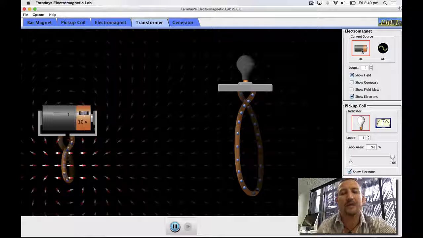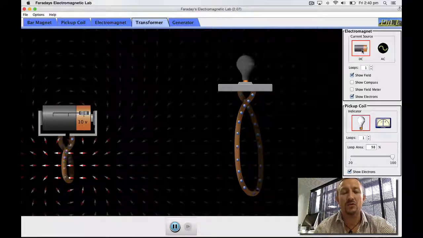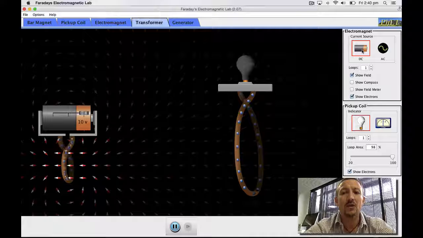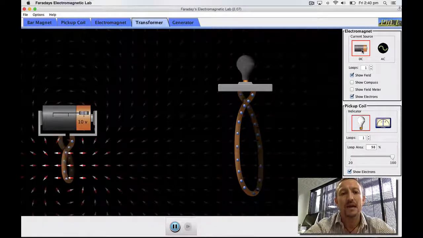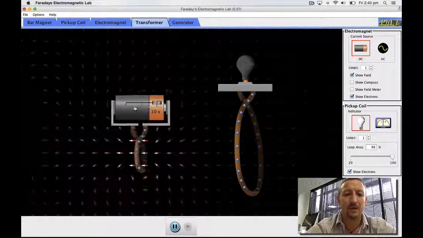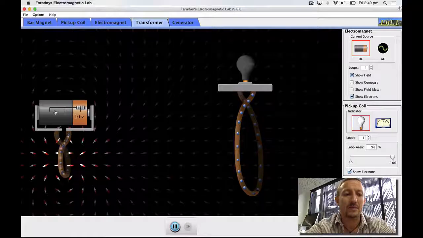Now before we go any further, let's just recap on what a transformer does. What a transformer does is mutually induce a current into a secondary coil. Now generally you would use an iron core to link the two coils together. In this case we don't have the core, but we can move our coils close to each other. Okay, so let's start the simulation.